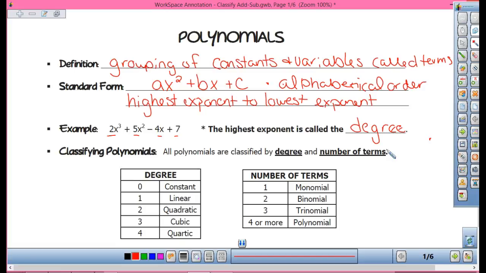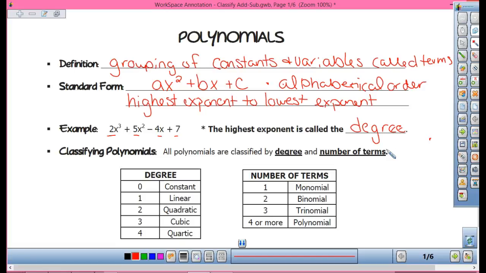Okay? So what we do is we classify these things by the degree and the number of terms. Okay? So this guy, what's my highest exponent? 3. Yep, the 3 is my highest exponent. Okay, so if I classify it by degree, it is cubic. And then how many terms are there? 4. So we would call it a cubic polynomial.